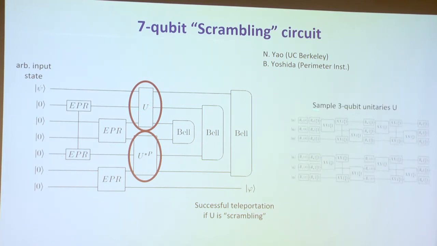And here are 2 example circuits of a 3-qubit unitary. One of them scrambles, one of them doesn't. I forget which one does. I mean, it's a very subtle concept. But we're connecting with people in astrophysics.